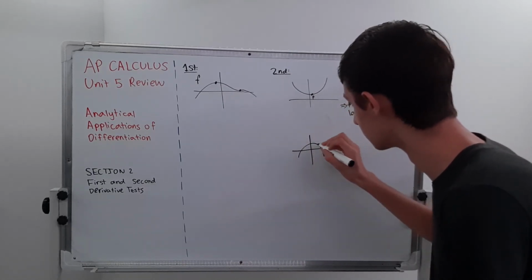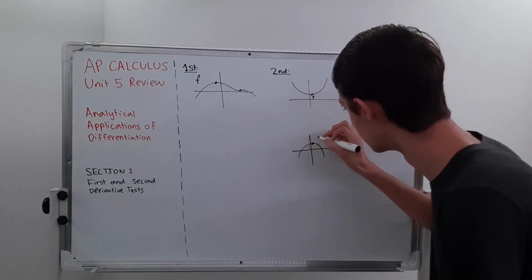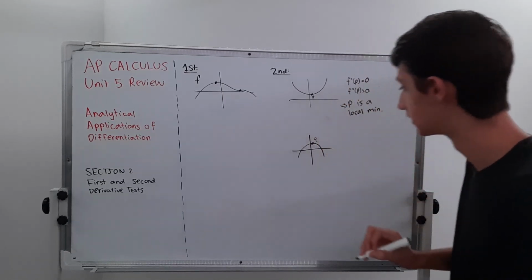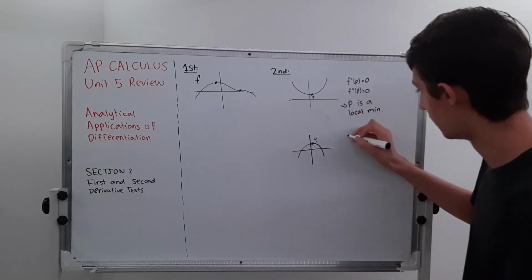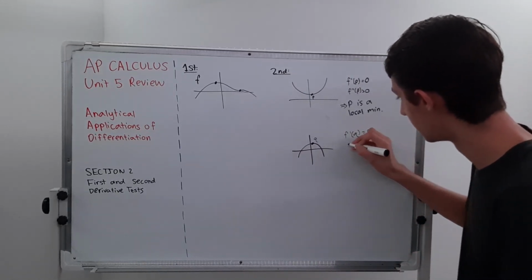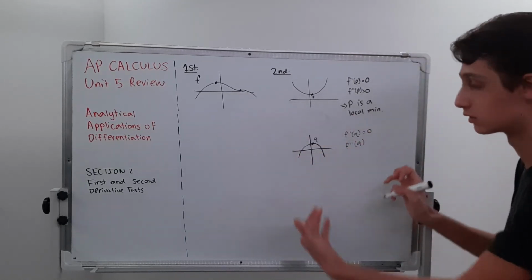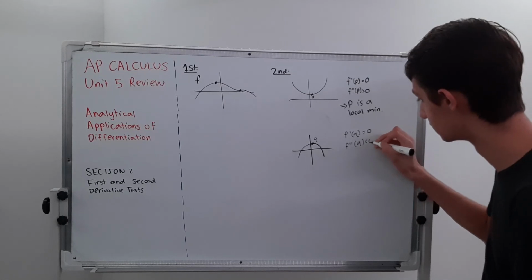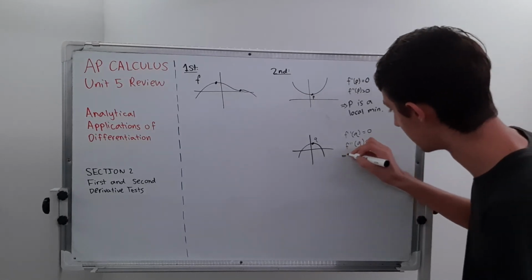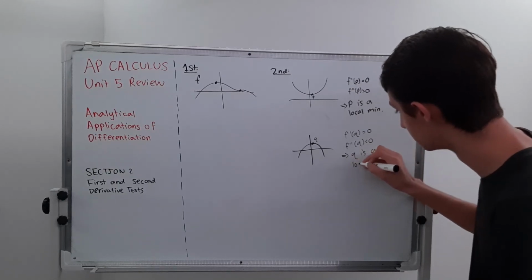And again, vice versa works with the local maximum, I guess it turns out to be here. This is our point. I'll call this Q. So we have f prime of Q is equal to 0, and f double prime of Q, well, it's concave down, so the second derivative is less than 0, so then we have that Q is a local maximum.